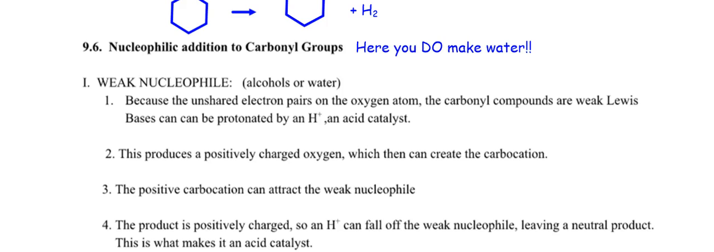Let's look through this. Because of the unshared electron pairs on the oxygen atom, the carbonyl compounds are weak Lewis bases. They can be protonated by an H+ acid catalyst. This produces a positively charged oxygen, which then can create the carbocation. The positive carbocation can attract the weak nucleophile. The product is positively charged, and H+ can fall off the weak nucleophile, leaving the neutral product. This is what makes it an acid catalyst. What I am describing in 1, 2, 3, 4 is a mechanism.